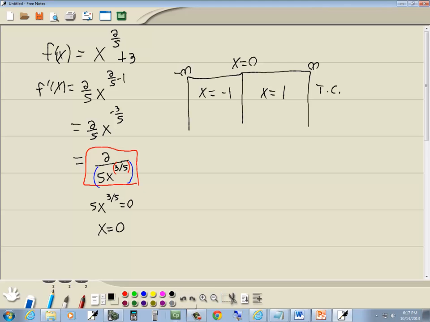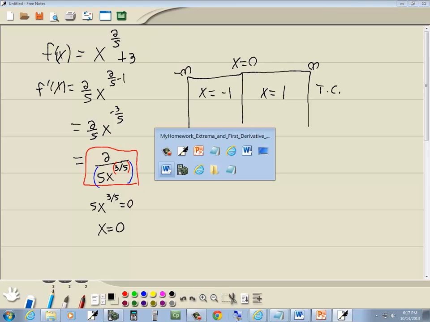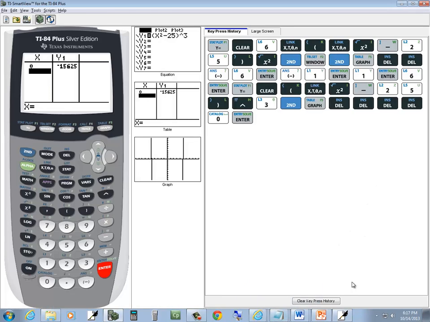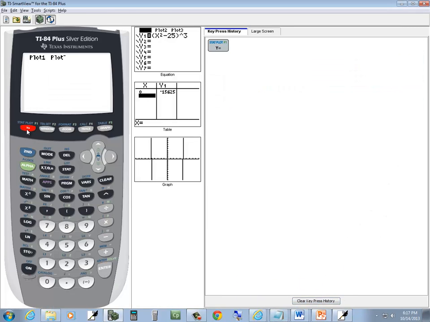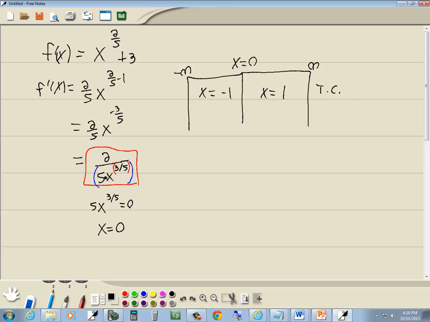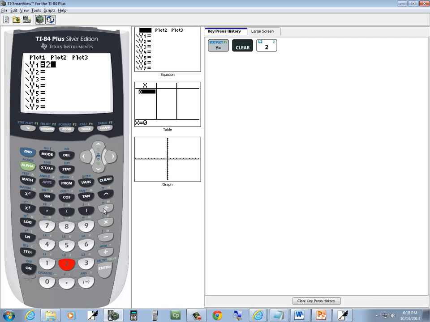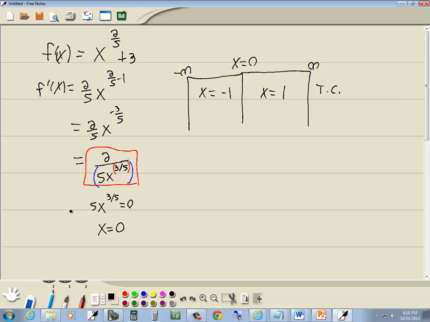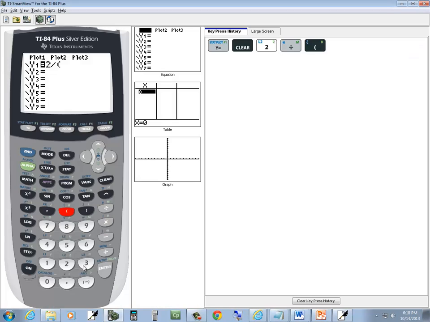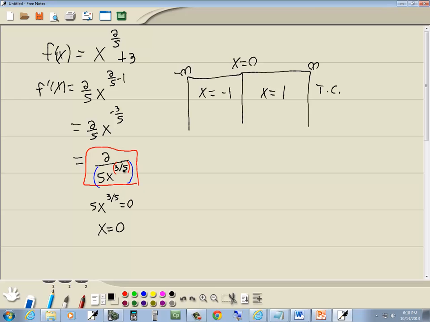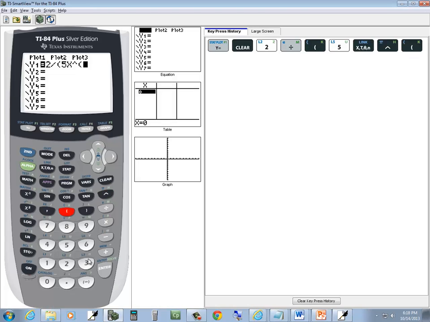So let's take a look at how to plug this in. So press my y equals, clear. And we've got 2 divided by, beginning parentheses around the denominator, the bottom part. Then we've got 5x, caret for the exponent, and then we'll have the parentheses around the 3/5. So we'll do beginning parentheses, 3 divided by 5. Now you don't have to put closing parentheses at the very end unless you want to. I'll put closing parentheses on the exponent, closing parentheses on the denominator.